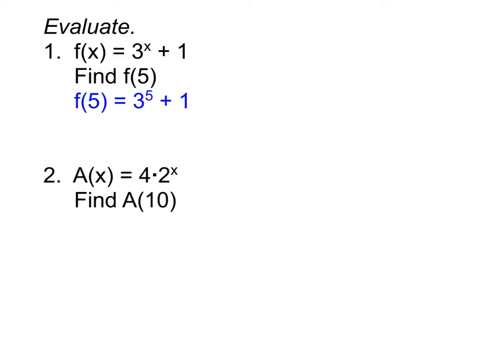Now I suggest that you do this on a calculator that actually has an exponent button. Because if you're doing 3 times 3 times 3 times 3 times 3 on your calculator, 1, you might make a mistake. 2, it's going to be really hard when I have you doing it 20 times instead of just 5. So you do 3 to the power of 5. That gives us 243. So now we're going to do the 243 plus 1. And so f of 5 equals 244.